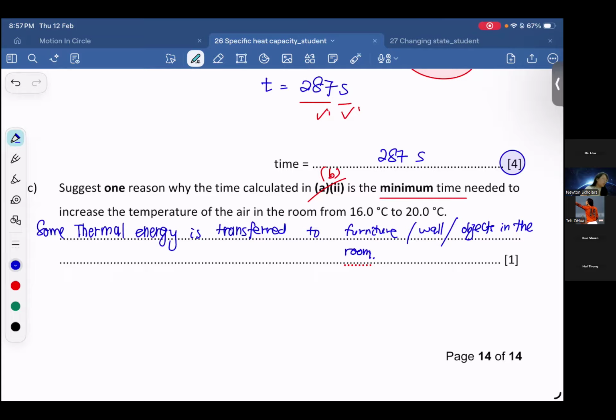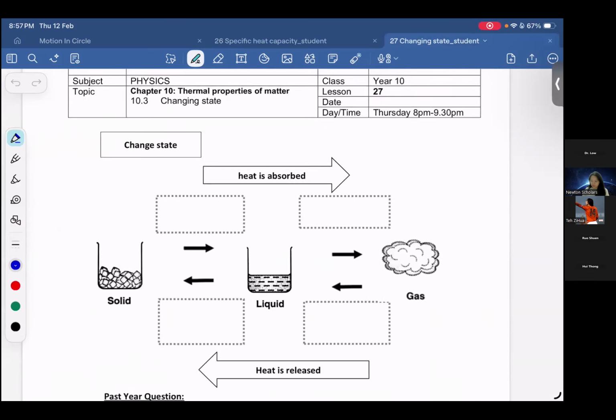Okay, so is that clear for this specific heat capacity? If okay, then give me a response. Then we will go to lesson number 27. Angeline, okay. Serene, okay. Megan, okay. Zihua, yes. Okay, dear.